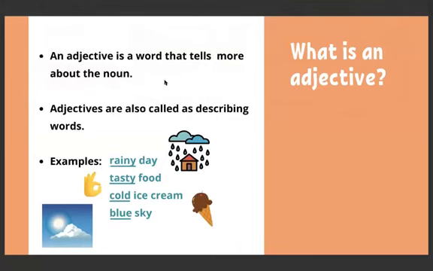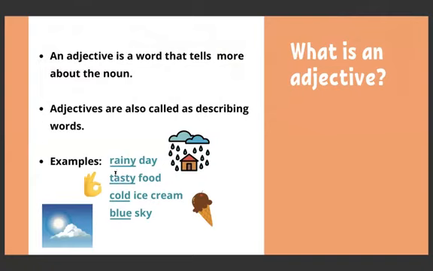Now see, what is an adjective? An adjective is a word that tells more about the noun. Adjectives are also called describing words. As they are describing, they are describing about the noun. They are giving more information about the noun.